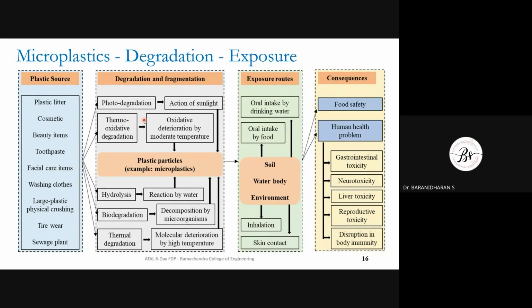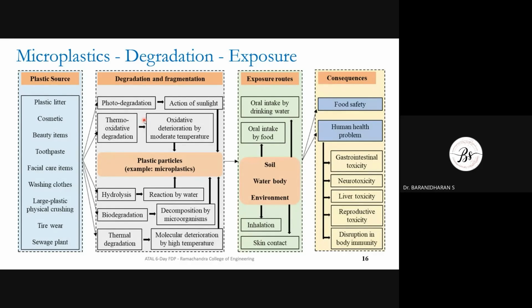It can be based on photodegradation, with respect to the action of sunlight. The UV rays break down the macro particles and result in microplastics. Then there is thermooxidative degradation, where at a moderate temperature these plastic particles get broken down. Hydrolysis is based upon the action of water. Biodegradation happens with the help of organisms, and thermal degradation is molecular deterioration at a high temperature, so in case of a fire event, what happens to these polymers.